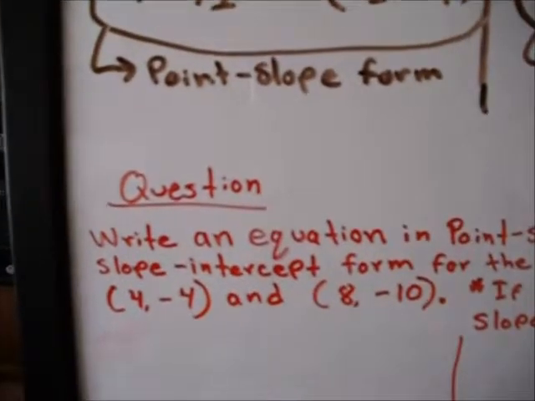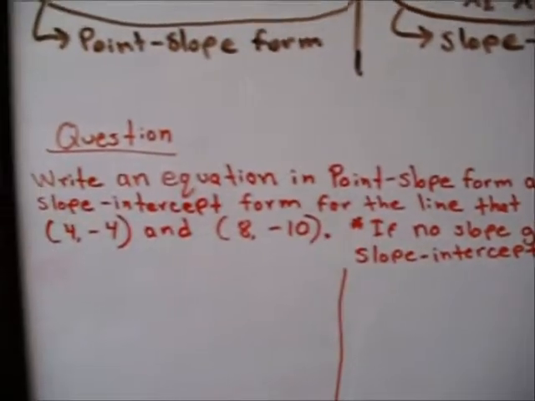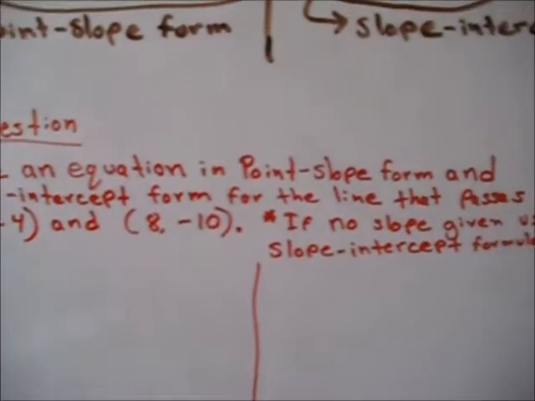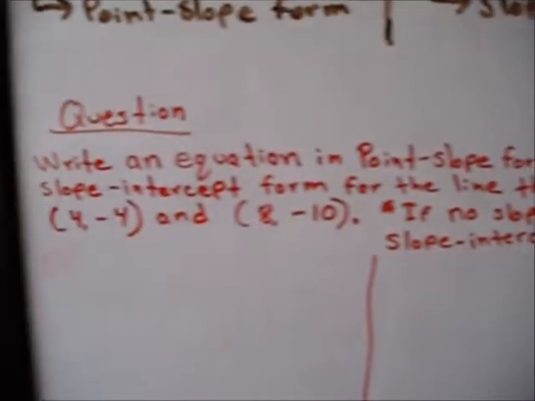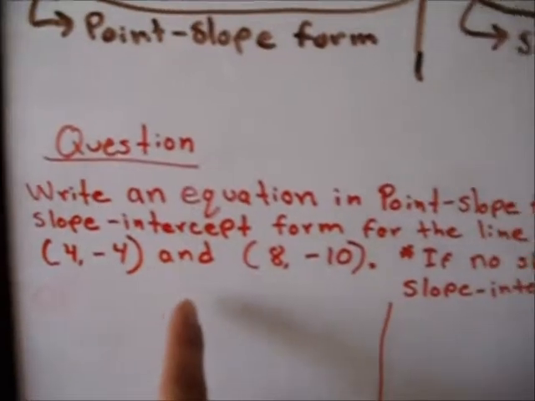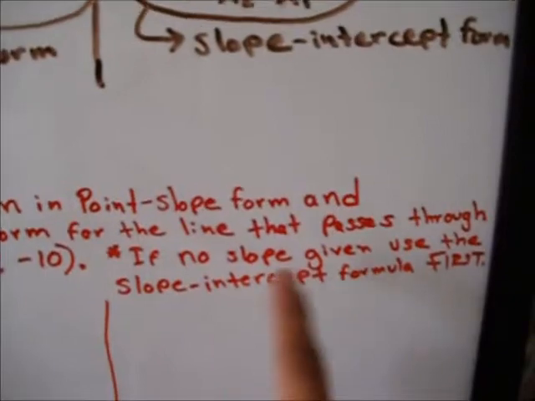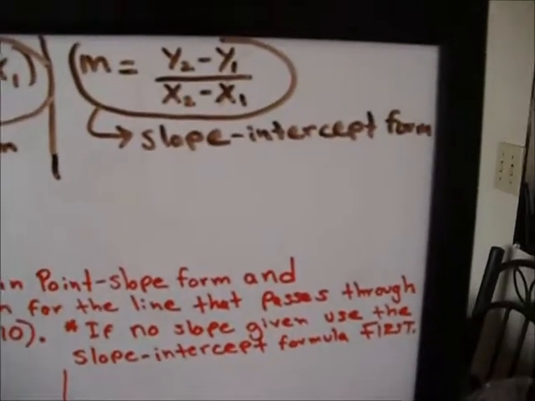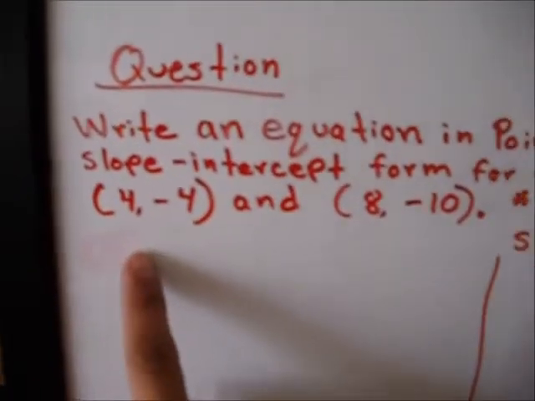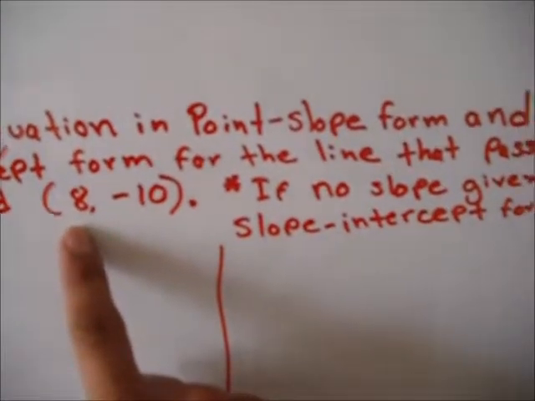Let's read the question. Write an equation in point slope form and slope-intercept form for the line that passes through, and you're given 2 points, (4, -4) and (8, -10). If no slope is given, use the slope formula first. That would be this one. Now this would be your x1 and your y1, x2, y2.